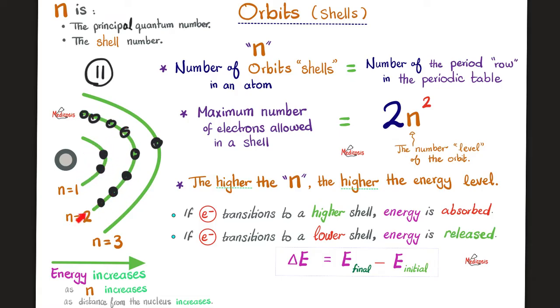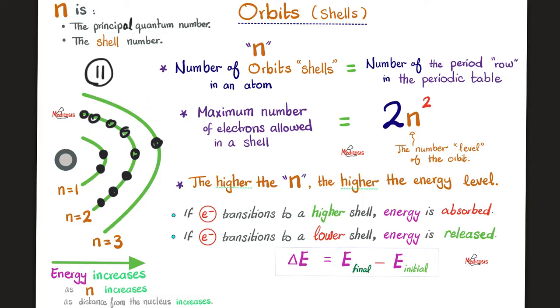Let's try for the second shell. N equals 2. 2 to the second power is 4. 4 times 2 is 8. So the maximum number is 8 electrons. How about in the third? What's the maximum? 3 raised to the second power is 9. 9 multiplied by 2 is 18. The third shell can hold up to 18 electrons. But since sodium has 11 in total, and I already put 10 here, therefore only 1 is left.